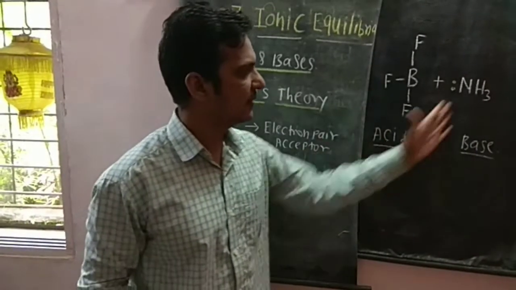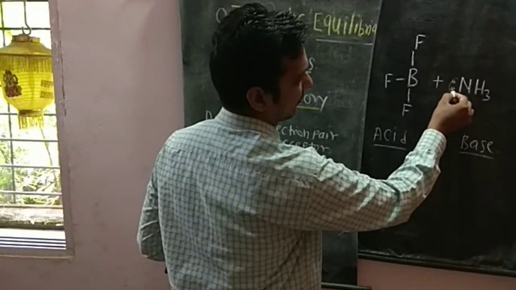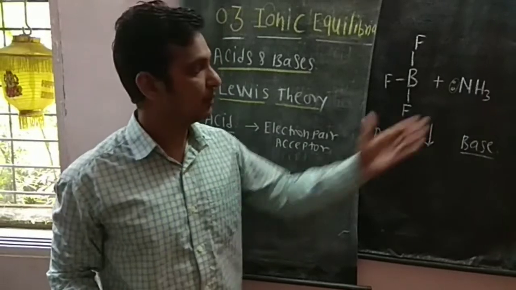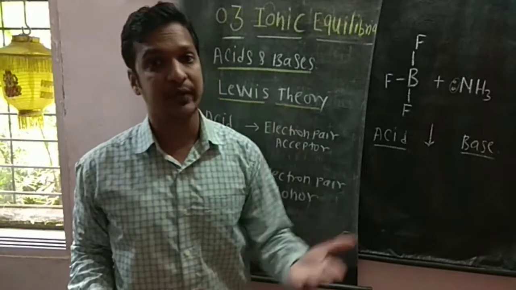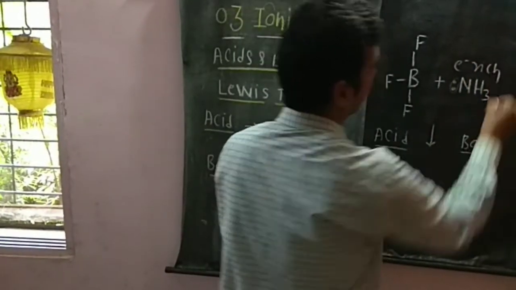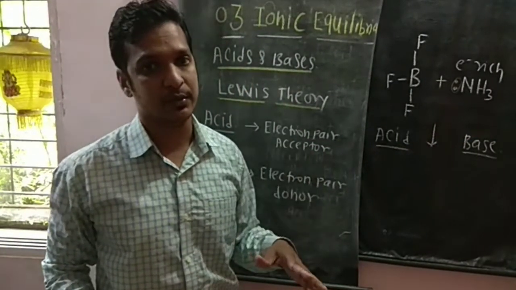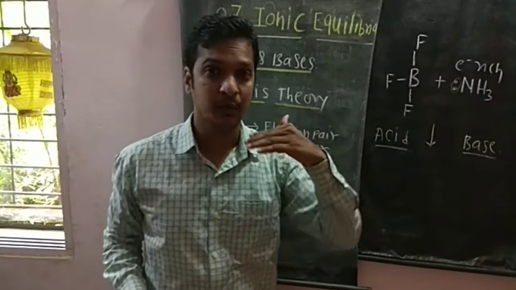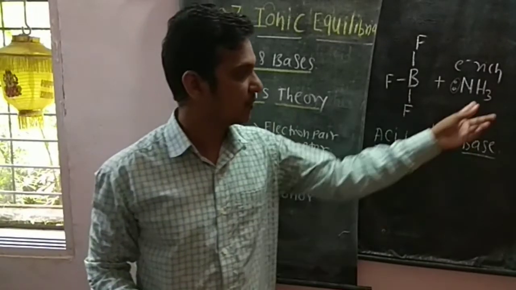Now why is it called acid and why is it called base? Because NH3 contains a lone pair of electrons. NH3 has excess electrons in terms of lone pairs, so ammonia is electron rich. Because it is electron rich, it donates electrons to another substance. So NH3 is called a base because it contains excess electrons and therefore donates them.